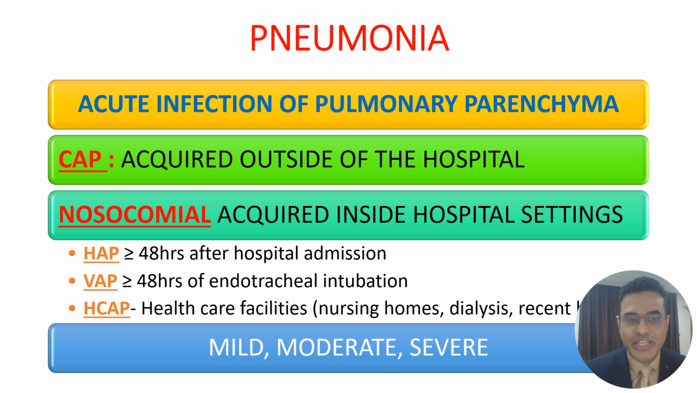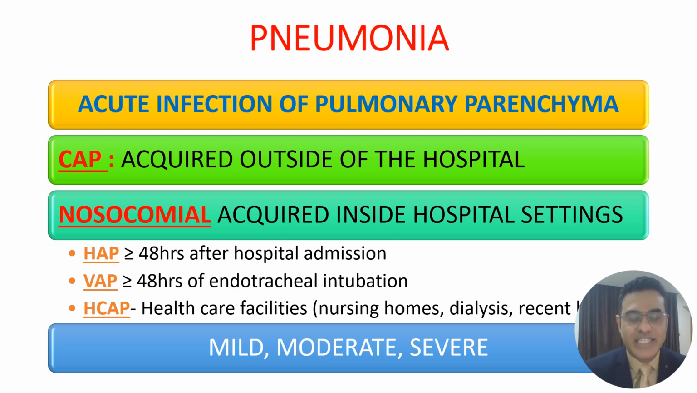This classification is important to start the antibiotics. As we all know, nosocomial infections are usually acquired from drug-resistant bugs, drug-resistant bacteria. So this classification is very important. And nosocomial pneumonia is further divided into hospital-acquired pneumonia, ventilator-associated pneumonia, and healthcare-associated pneumonia.